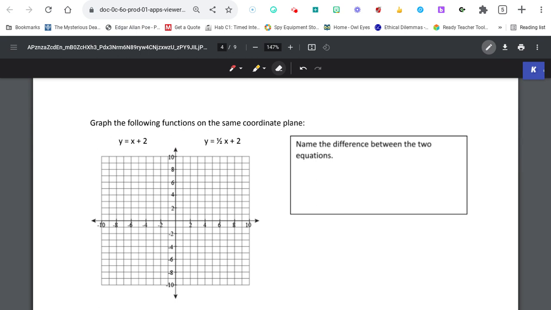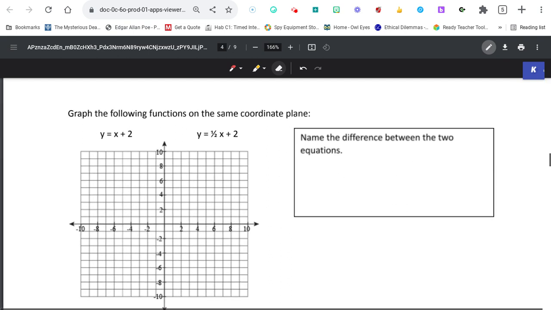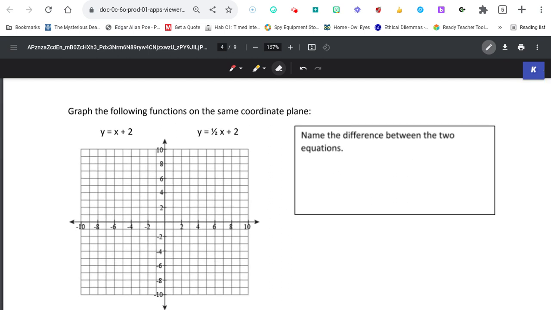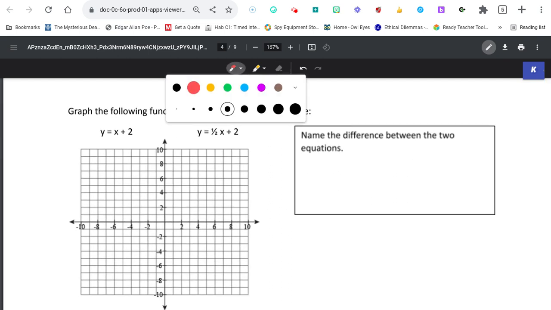And we're going to take a look at what is changing between these 2 linear functions. Yesterday, the slope was staying the same, but the y-intercept was changing. So let's see what happens today. It says graph the following functions on the same coordinate plane. So kind of the same setup to explore what's going on.